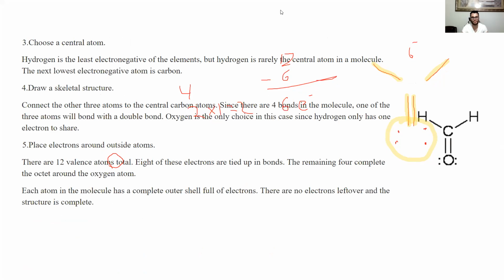Now we move to the remaining steps that we talked about. Remember, hydrogen is the least electronegative element, but hydrogen is never the center atom of the molecule. So the next lowest electronegative atom is the carbon. That's why we put the carbon atom in the center.